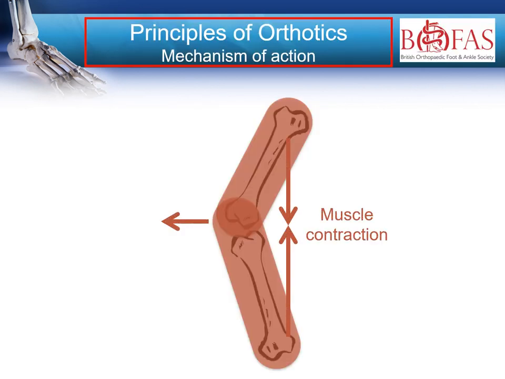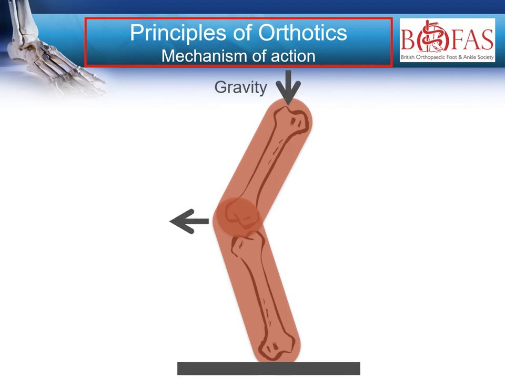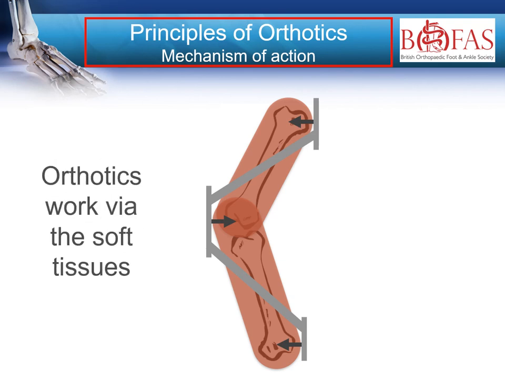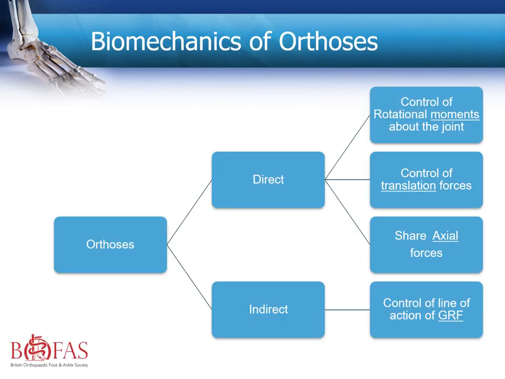What is key to understand is that the orthotic can only achieve this and work through the soft tissues if the soft tissues are adequate and flexible. Orthotics can have this effect by a direct or by an indirect effect. If they're acting directly, they control rotational movements, they can control translational forces or movements, they can also share axial forces, whereas when working in an indirect method, an orthotic controls the line and action of the ground reaction force.